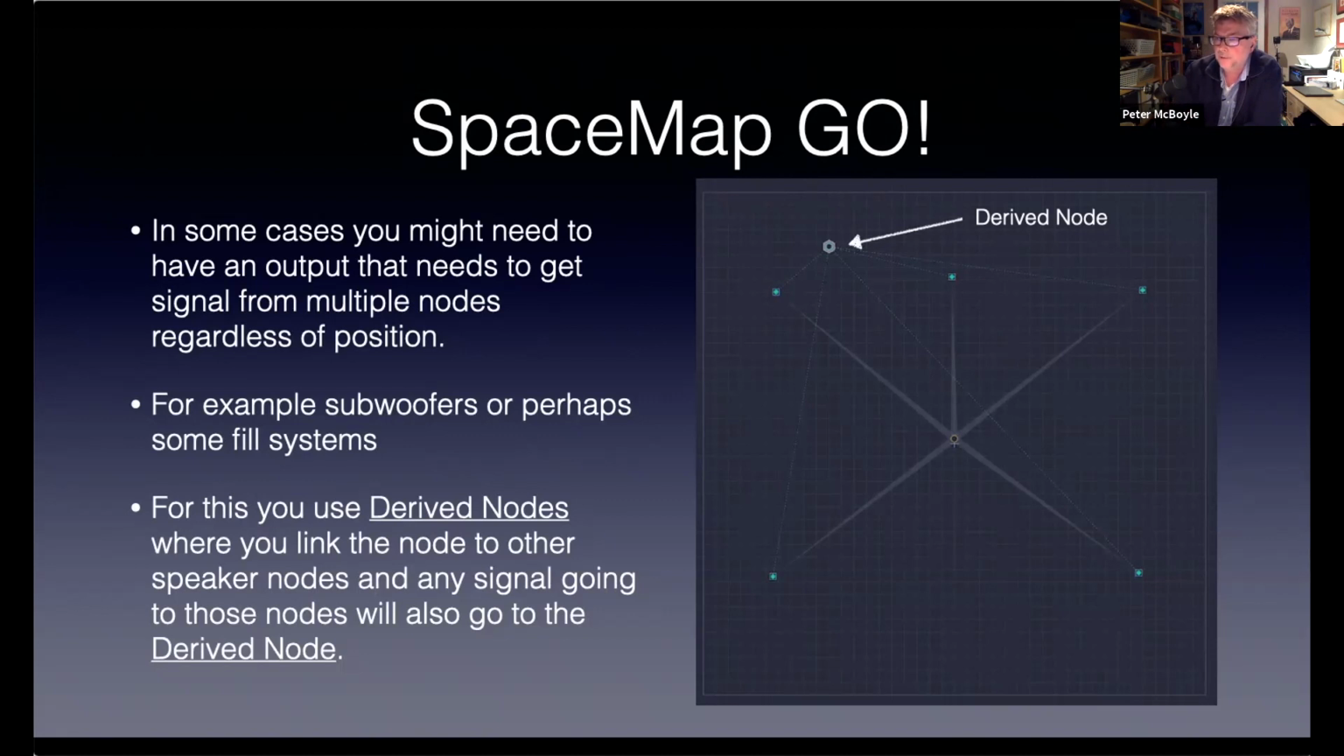So derived nodes, you link the node. Yes, derived nodes. So that's the sort of, what is that? Hexagonal? Pentagonal? Hexagonal. Let's go with hexagonal. The Allen key one up there.